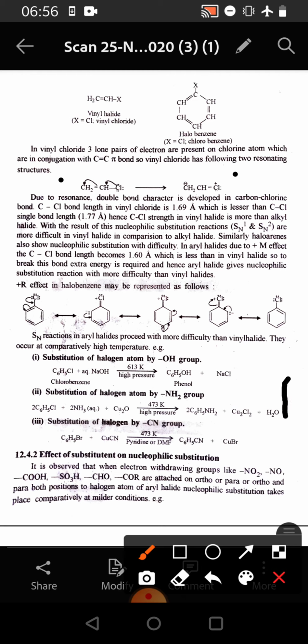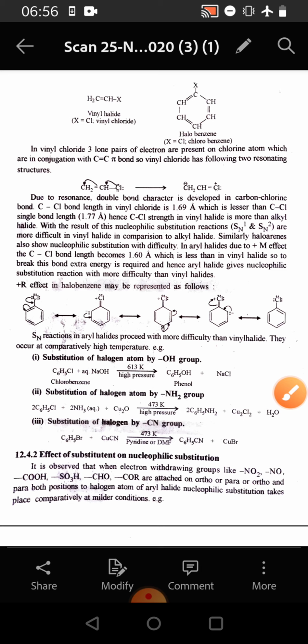Similarly, haloarenes also show this. In haloarenes, nucleophilic substitution occurs with difficulty because in aryl halides, due to the +M effect, the C-Cl bond length becomes 1.60 angstrom, which is less than even vinyl halide. So to break this bond, extra energy is required, and hence aryl halides give nucleophilic substitution reactions with more difficulty than vinyl halides.